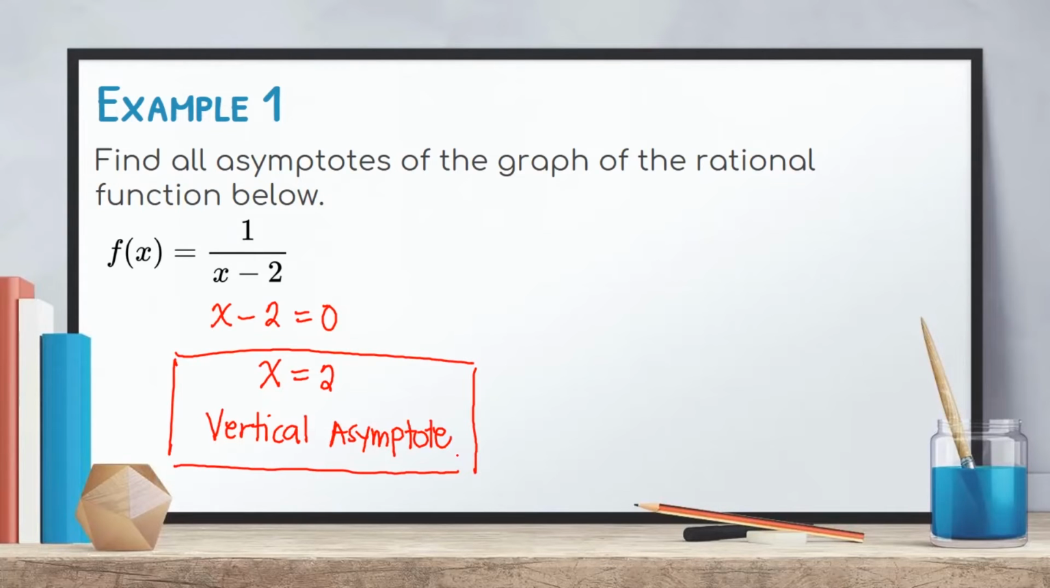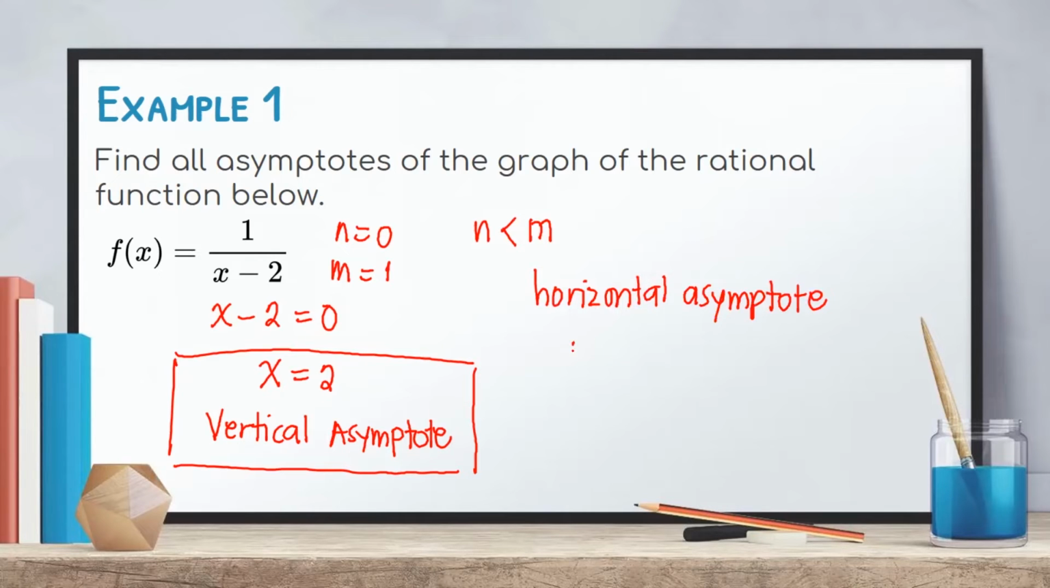For the horizontal asymptote, notice that the degree of the numerator is less than the degree of the denominator. The degree of the numerator is 0, and the degree of the denominator is 1. Since n is less than m, it satisfies the first condition, so its horizontal asymptote is the line y equals 0.